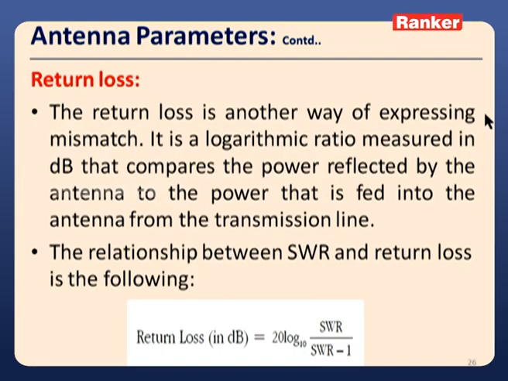This return loss is related to the standing wave ratio. Standing wave ratio is related to the reflection coefficient. So whenever there is a reflection, return loss comes into the picture for an antenna, and simply it is given as return loss in decibels equals 20 log 10 of standing wave ratio divided by standing wave ratio minus 1. It describes how much power was lost when the signal is applied to the antenna.